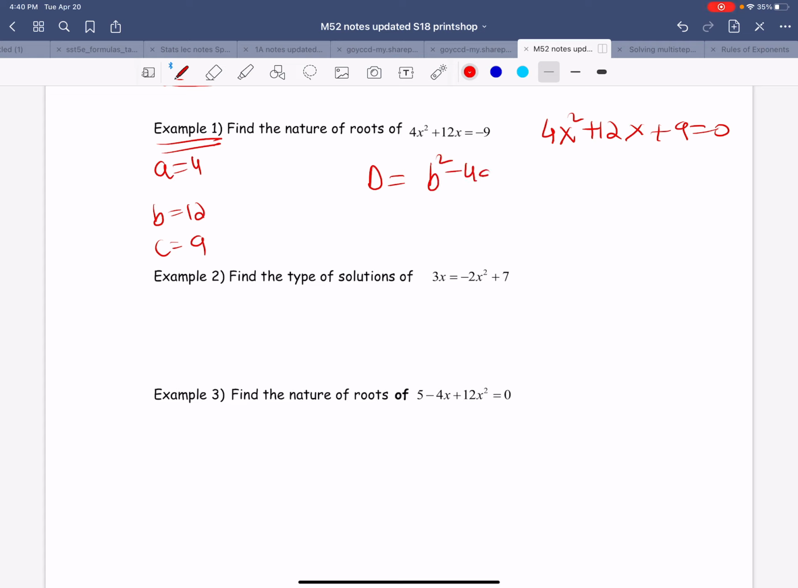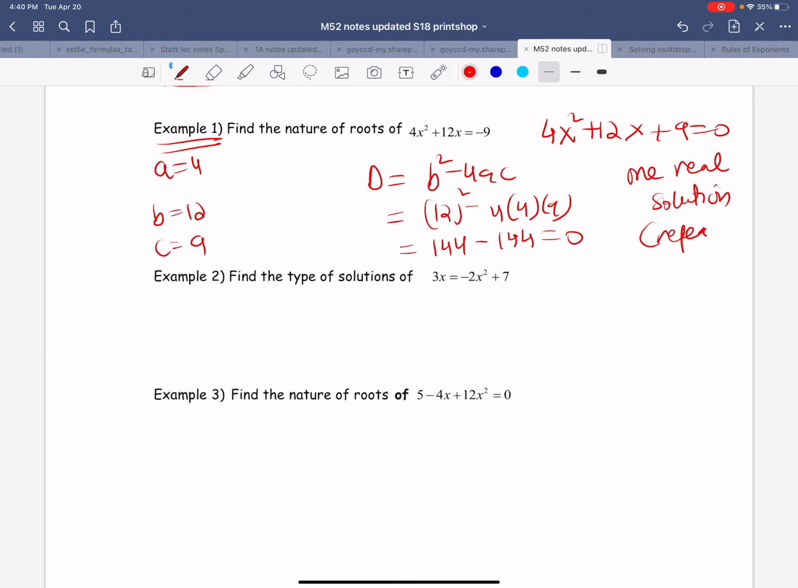Discriminant D is b squared minus 4ac. b is 12, squared, minus 4 times 4 times 9. 12 squared is 144. 4 times 4 is 16, times 9 is also 144. 144 minus 144 is 0. So the discriminant is equal to 0. That means I will have one real solution. And I know it's going to be repeating because for a second degree quadratic, I'm expecting two solutions. Okay, one real solution, and it's going to be repeating.